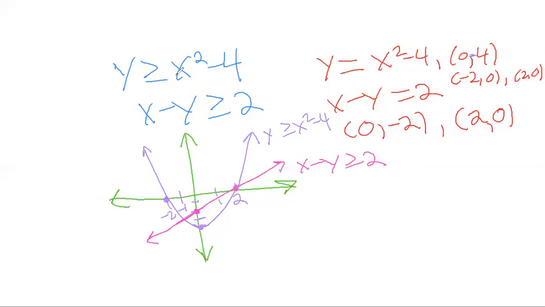So if I plug in 0 for x and y here, this is going to be saying 0 is greater than 0 squared minus 4, which is 0 minus 4, which is -4. Well, 0 is greater than -4, so that holds true. Pick it here, 0 bigger than 2, because 0 minus 0 is 0. That's not true, so none of that can hold.